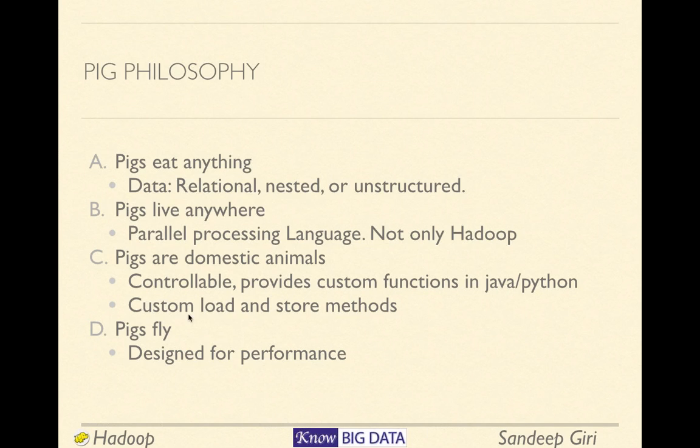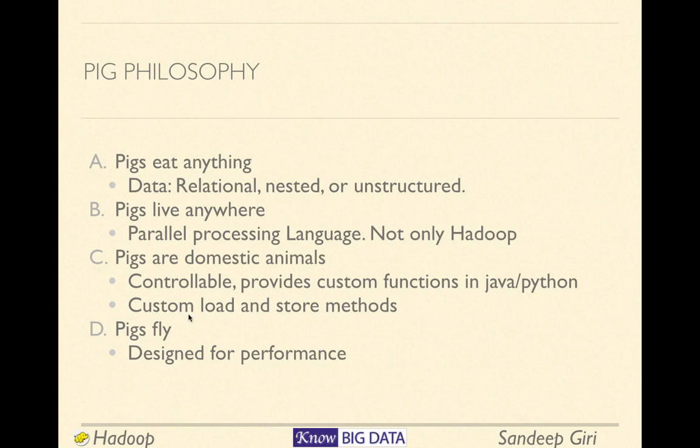Then Pig lives anywhere. The overall objective of Pig is not only Hadoop, but any kind of parallel system that comes into play. For example, newer systems like Apache Spark, where we now have a Pig version on Spark. Basically, wherever there is parallel processing of data, Pig should be developed there. Pig's client should be there.